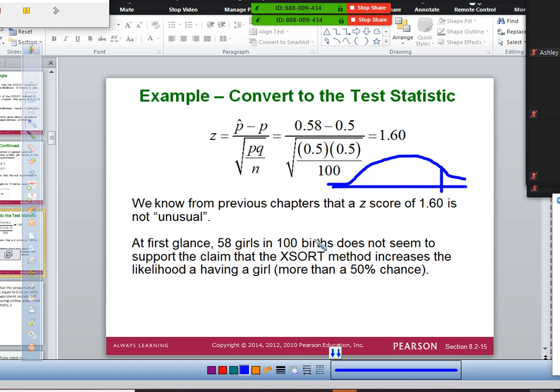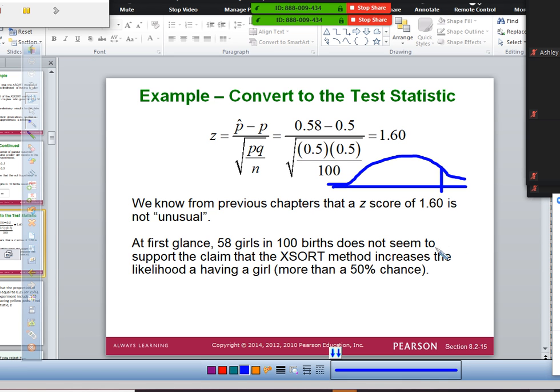So maybe XSort really does give you more girls than usual, but we just want the evidence to be higher. Maybe there's an 8% chance or a 10% chance of getting this, and we want a 5% chance.